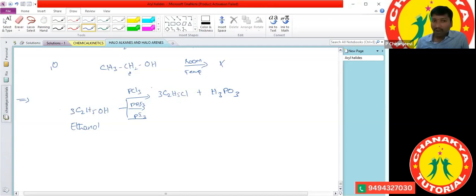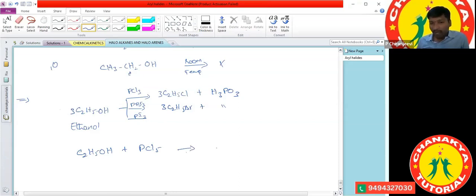If 3 moles of ethanol react with 1 mole of PCl3, it forms 3 moles of ethyl chloride plus H3PO3. Similarly, if it reacts with PBr3, it forms 3 moles of C2H5Br plus H3PO3 as the product. Similarly PI3 also. And one more condition: C2H5OH reacts with PCl5. If this reacts with PCl5, what are the products it forms?